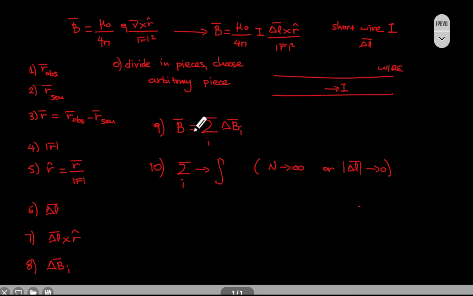Of course, I forgot to mention, for different current distributions, you may need to use a different coordinate system. Express your position vectors in terms of r, theta, or s, theta, phi, and so on.